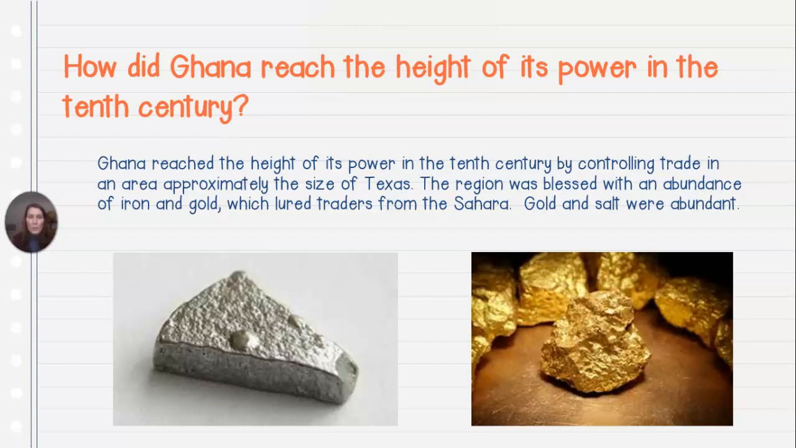Gold and salt were abundant. And abundant means there was a lot of it. Like that first picture I showed you at the beginning of this flip video, there was a horse licking salt. We would never have a horse wasting gold, right? Because we think of gold as being so precious. But gold and salt were both extremely abundant. There was lots of it.